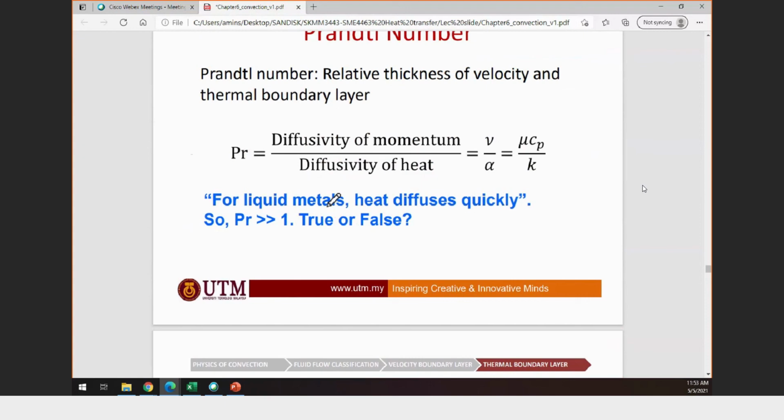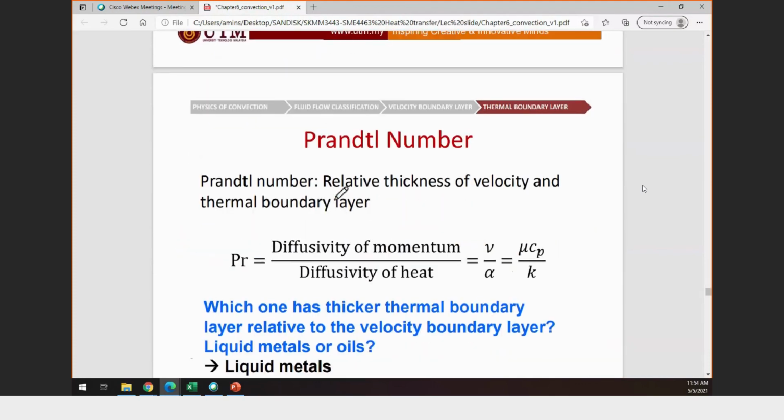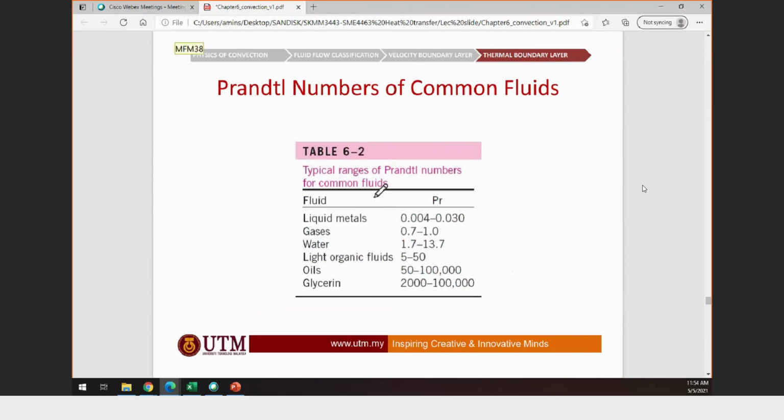This is related to how you compare the velocity boundary layer and the thermal boundary layer, in terms of the properties. Where is the table? I want to show you the table of the Prandtl number. We don't consider metals because metal is a solid, but we consider liquid metals, and then we compare to gas, air, light organic fluids, and oils.